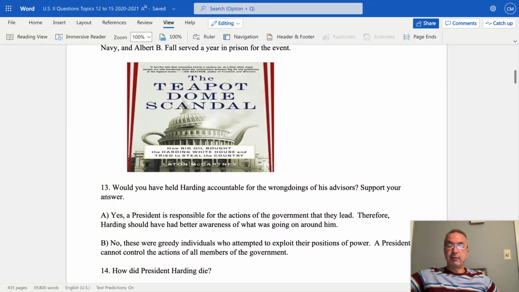Yes, a president is responsible for the actions of the government that they lead. Therefore, Harding should have had better awareness of what was going on around him. Or you could argue, no, these were greedy individuals who attempted to exploit their positions of power for profit, and a president cannot be held accountable for the actions of all members of his or her government. A president cannot micromanage every individual working underneath them.